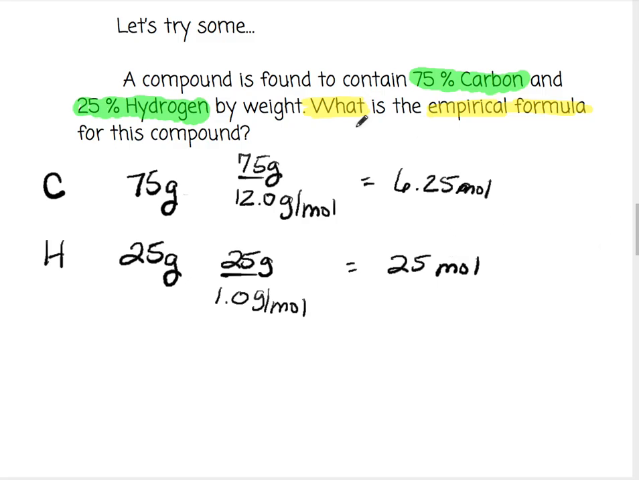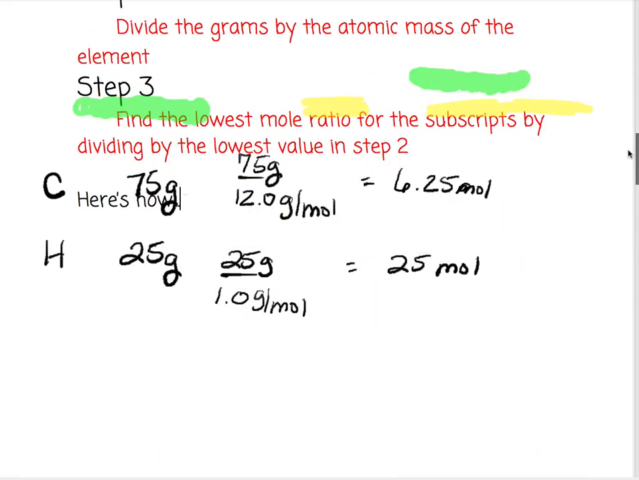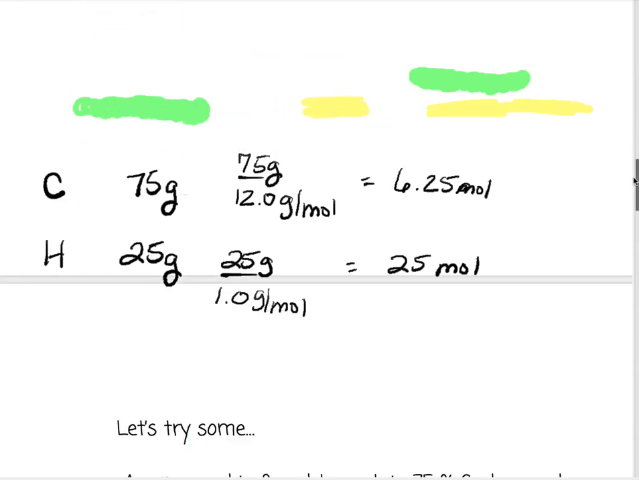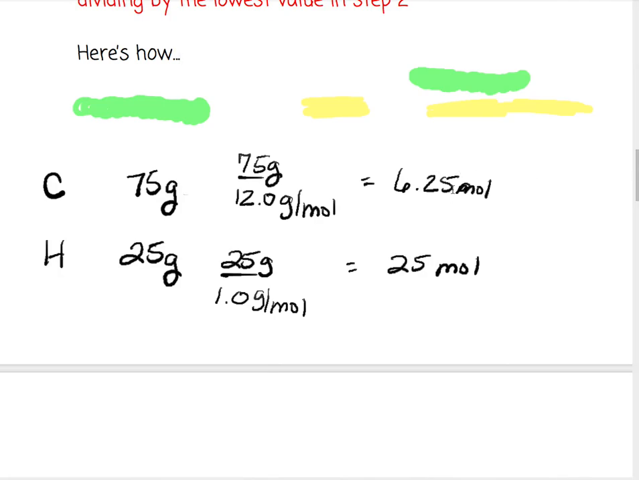Now step 3 is to take the lowest mole ratio for the subscripts by dividing by the lowest value in step 2. So this right here is my lowest value, 6.25 moles. 6.25 is lower than 25. So whatever the lower number is, you're going to divide all of these by 6.25.